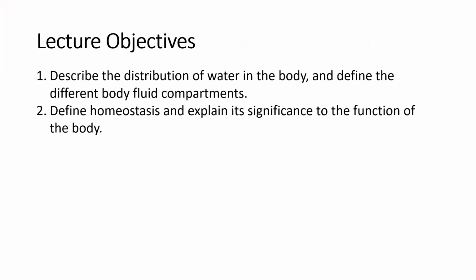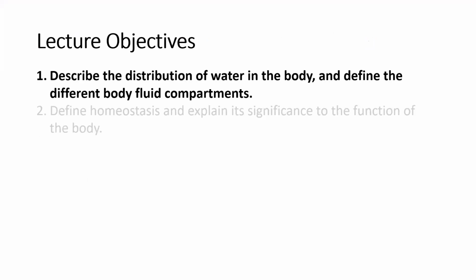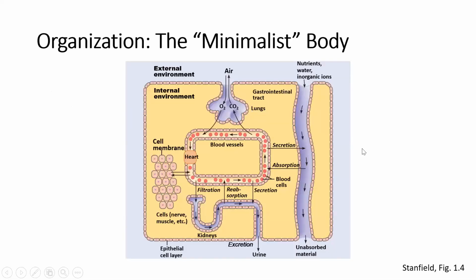Okay. So our first objective is to describe the distribution of water in the body and define different body fluid compartments. Although our bodies are about 70% water, those compartments are not just all mushed together. They're not all communicating continuously, but they're separated by several different fluid compartments for very important reasons.